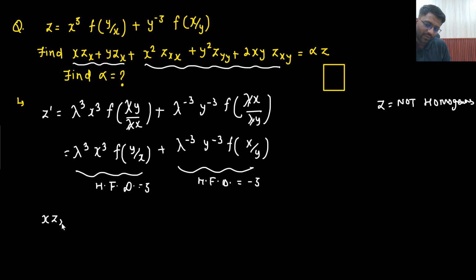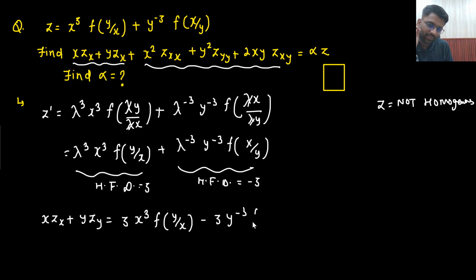I hope you will be able to write down x zx plus y zy would be equal to, for this one, what will be the answer? 3 into this function x cube f of y by x. And for the other one, what will be the answer? It is a homogeneous function of degree minus 3. So minus 3 y to the power minus 3 f of x by y. Is that clear to you? This is what we have done.